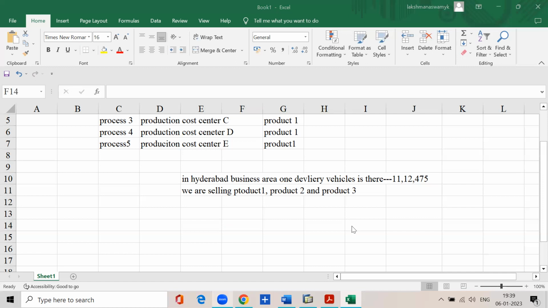I will tell you. Of course, you are right, Umesh. Don't take me wrong. Even in this case, I want to prepare the balance sheet. Yes, that is possible. If you want to prepare the balance sheet for each product, the acquisition cost of this delivery van has to be allocated to these products on the basis of their turnovers in the Hyderabad business area. Getting my point? Okay, sir. That is logical only, right?